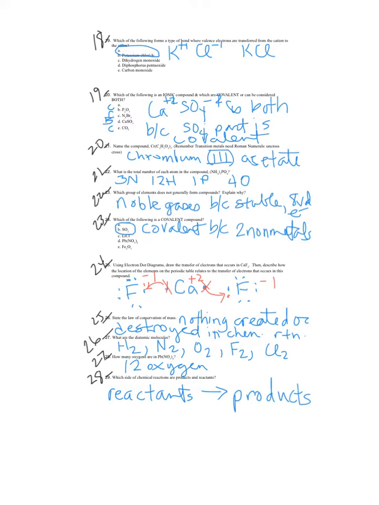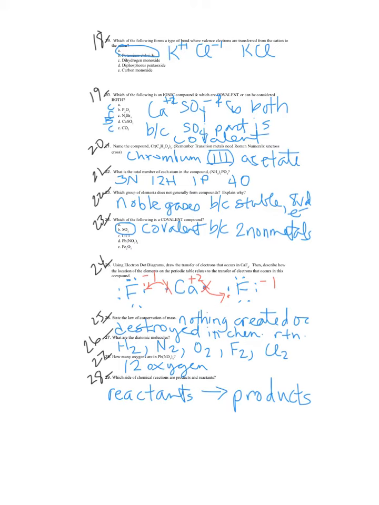23, which of the following is a covalent compound? So you're looking for the ones that have 2 nonmetals. That would be A. SO2 is a covalent compound. The name of it would be sulfur dioxide. The other 3 compounds are ionic compounds.